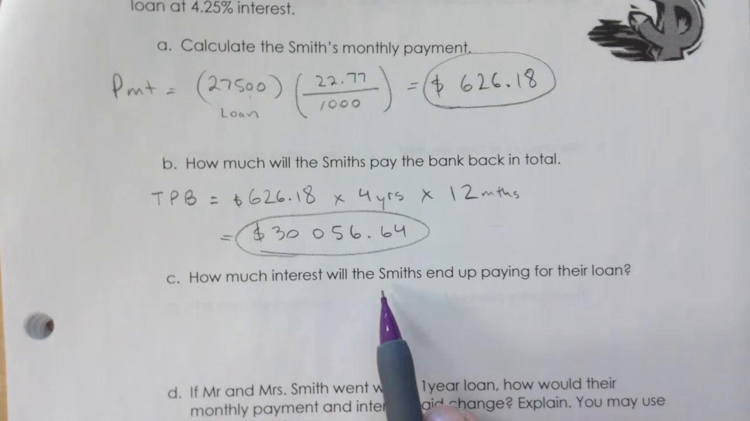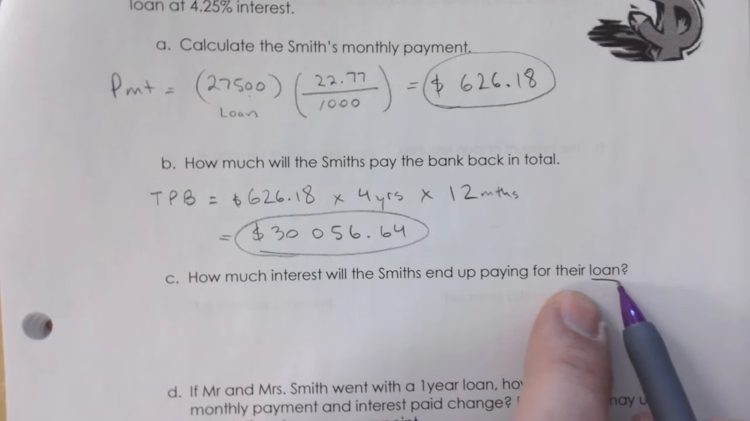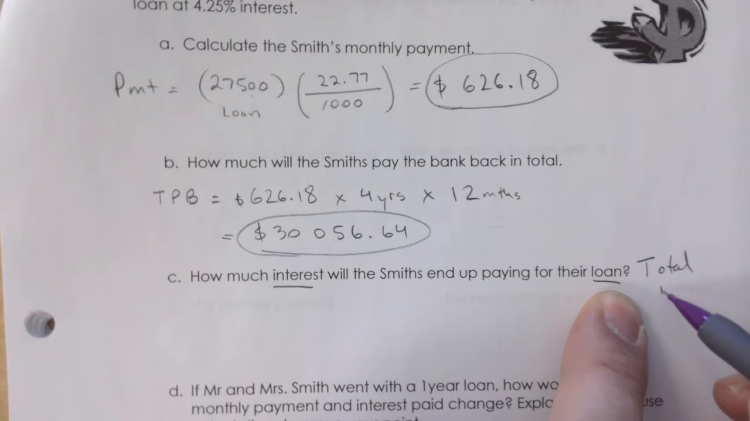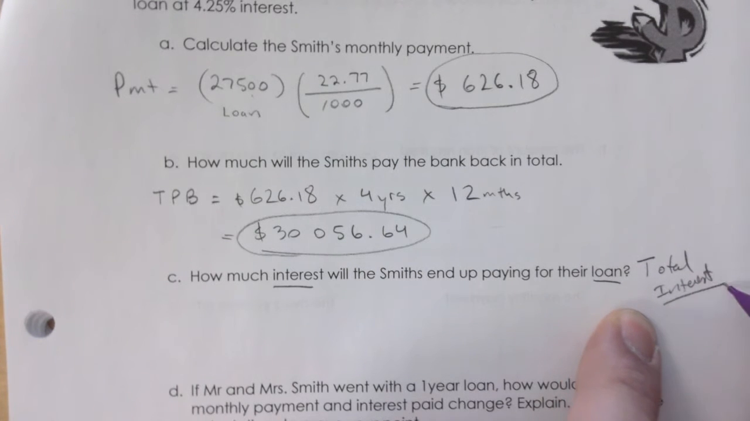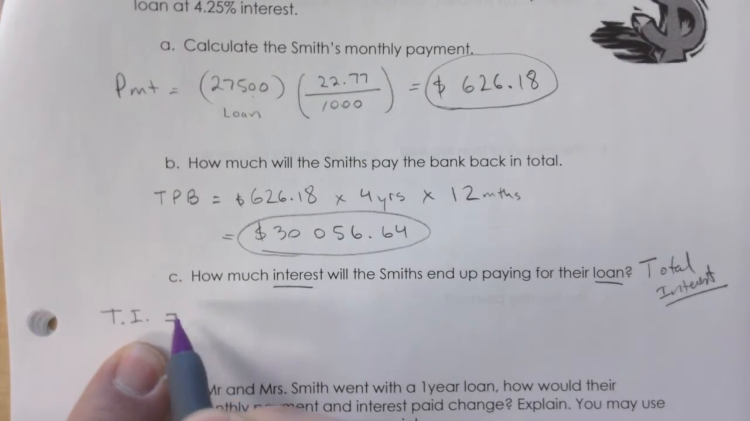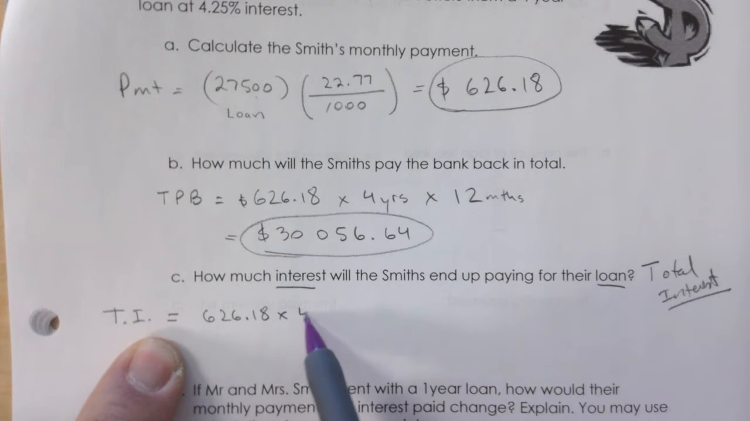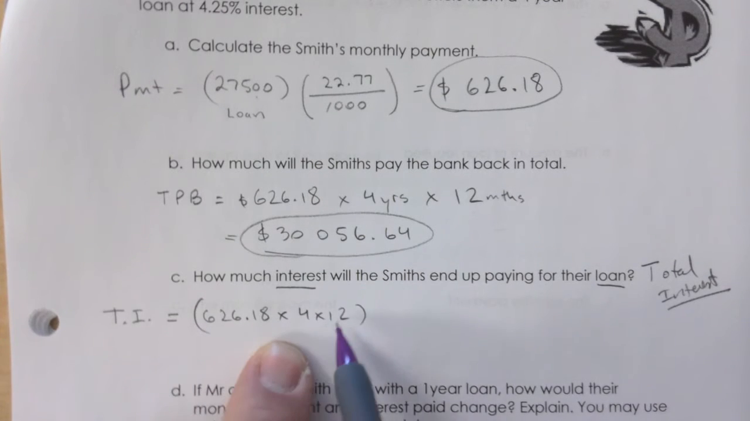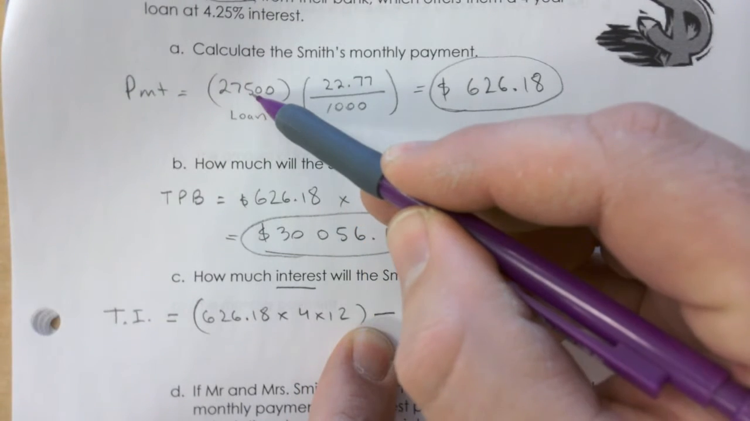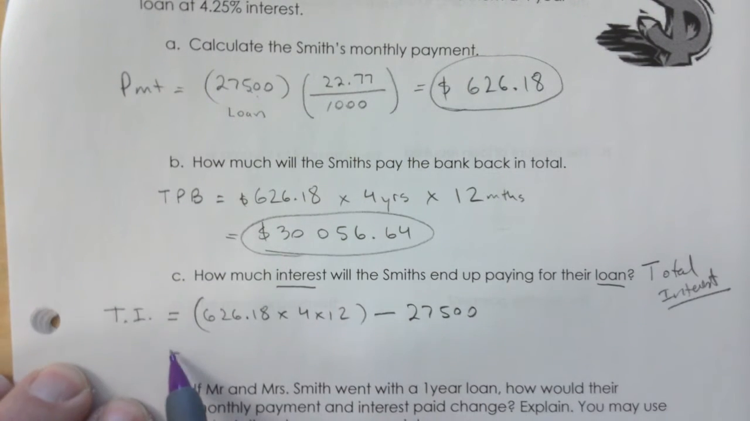How much interest will the Smiths end up paying for the loan? This is, right, for the loan. Interest for the loan. So total interest, right? Total interest. So we're going to calculate the TI. Okay, that's the formula I gave you there. So you go with the payment, right? 626.18 times 4 times 12. That would be the same as this here, right? Minus, always go back to this one. That's your loan, right? 27,500. And this difference is what you paid in interest.